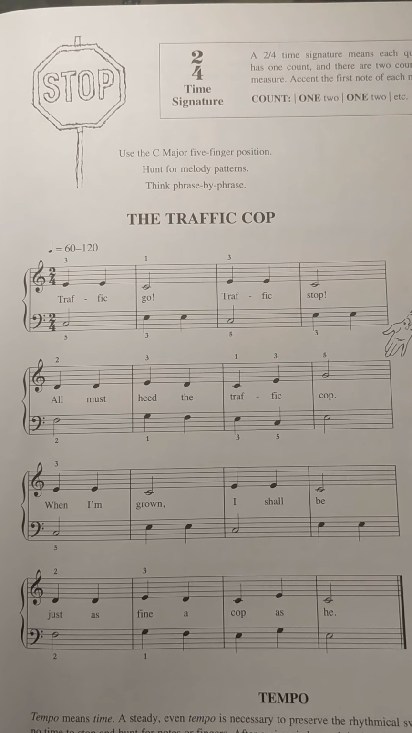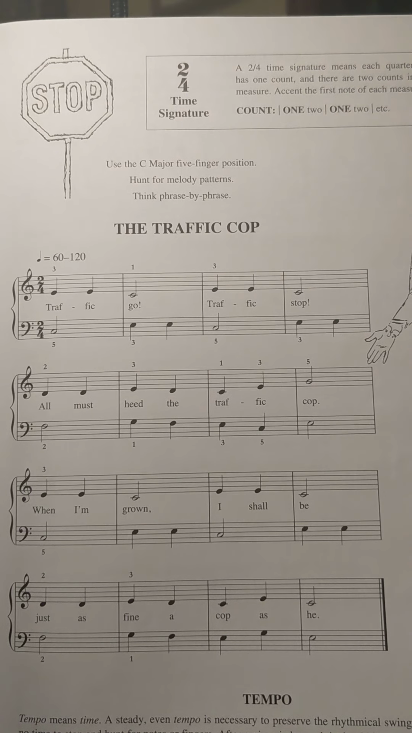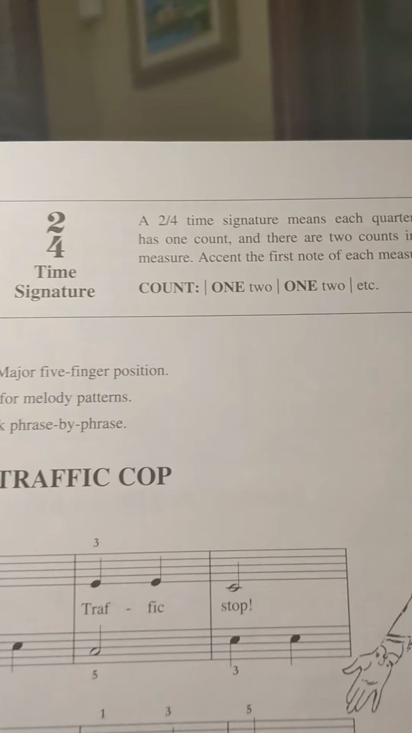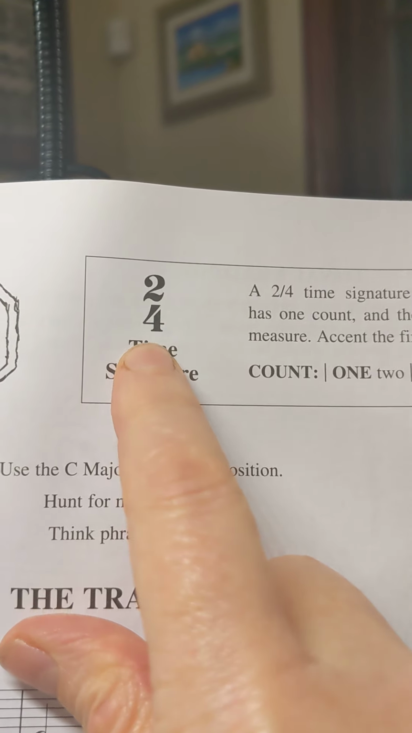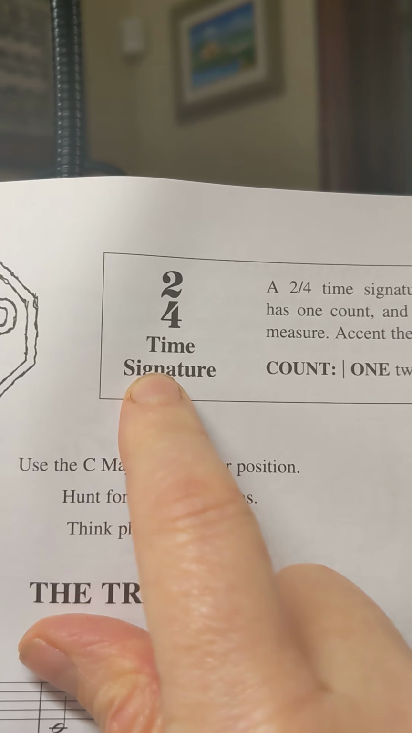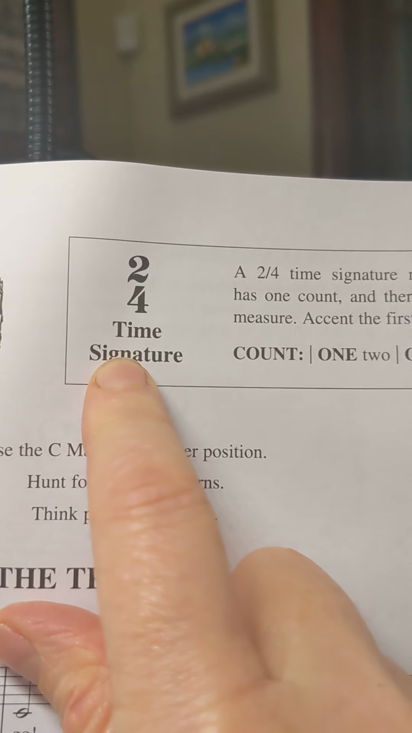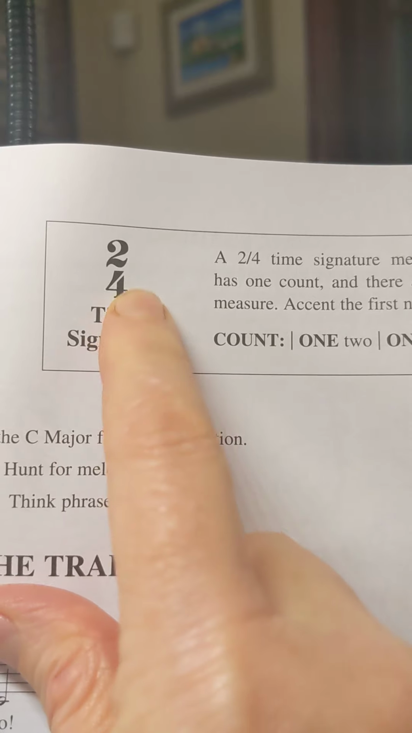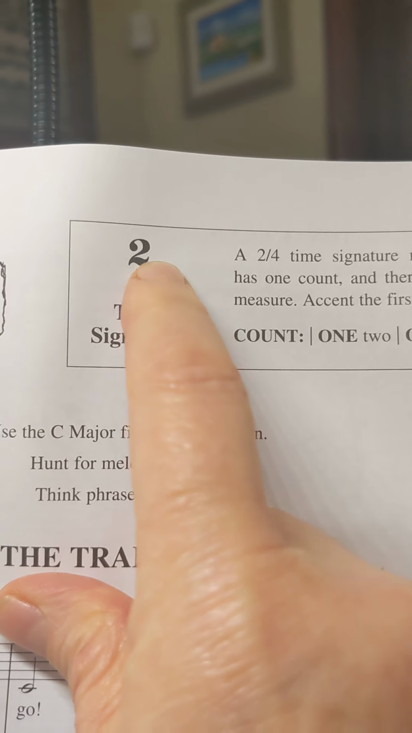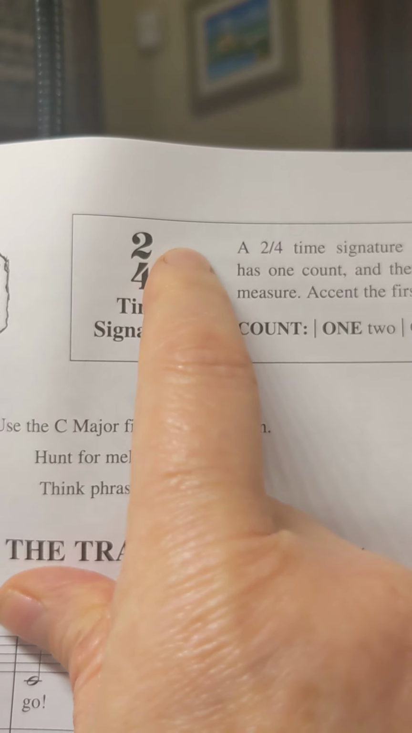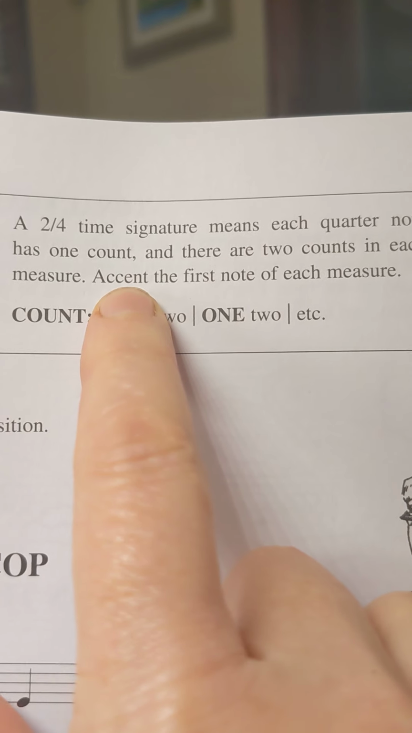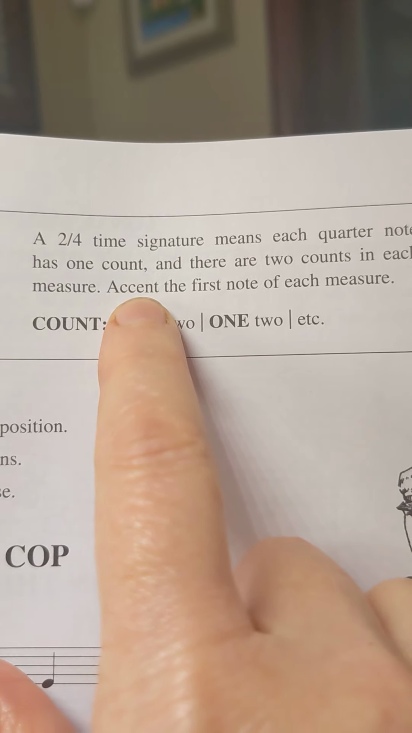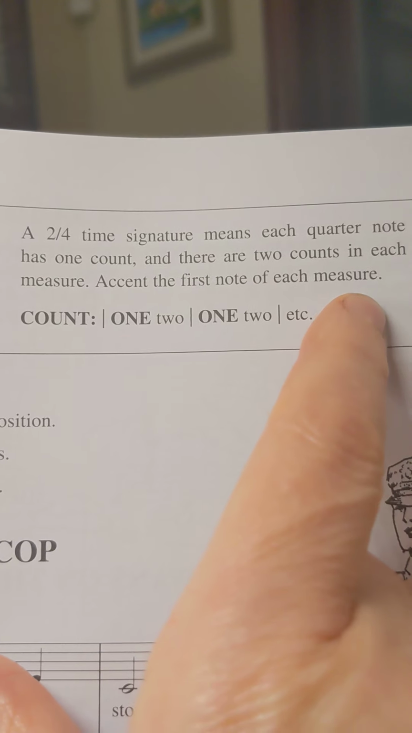So let's talk about the traffic cop. Up here we have a different time signature. Now we are in 2/4 time. So what does that mean? That means that we still have quarter notes as one beat, but we only have 2 beats per measure. And remember about the accent on the first note of each measure. Accent the first note of each measure.